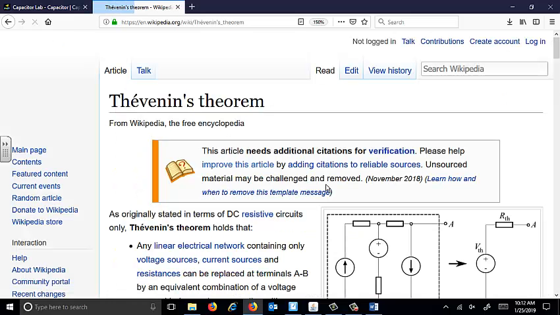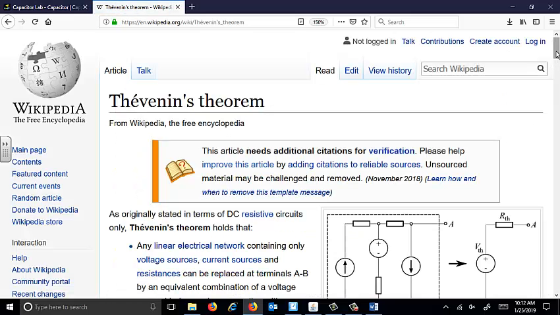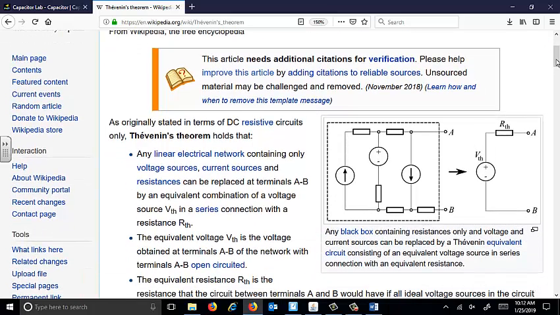Thevenin's theorem. As originally stated in terms of DC resistive circuits only, Thevenin's theorem holds that any linear electrical network containing only voltage sources, current sources, and resistances can be replaced at terminals AB by an equivalent combination of a voltage source in series connection with a resistance, the Thevenin resistance.